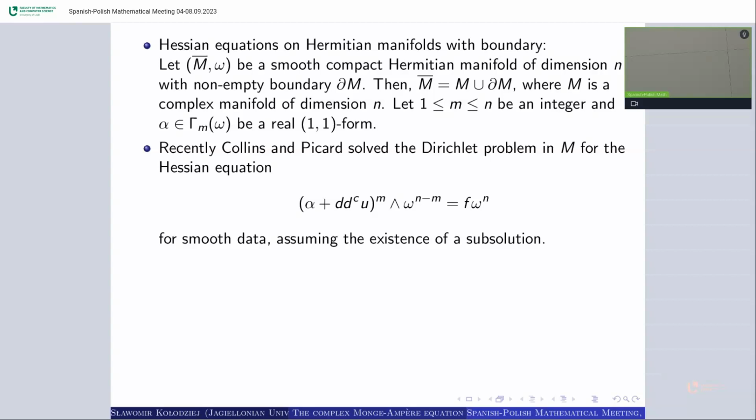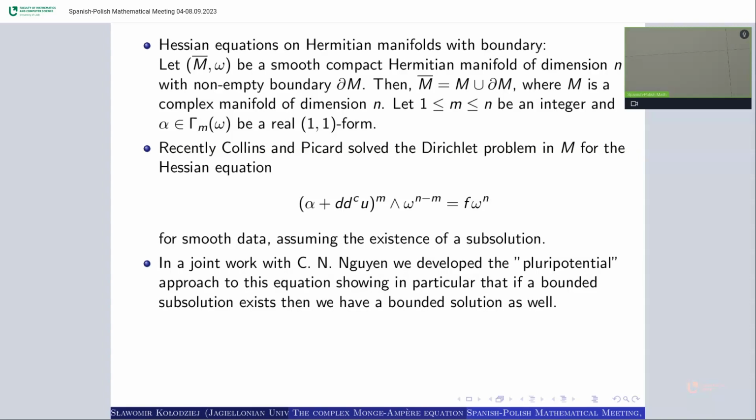And in the recent paper with Nguyen, we developed the theory with which we can treat weak solutions. In particular, we define this m-Hessian operator for functions which are just bounded. And we could extend the result of Collins and Picard, saying that if you have a bounded subsolution, then you have a bounded solution.